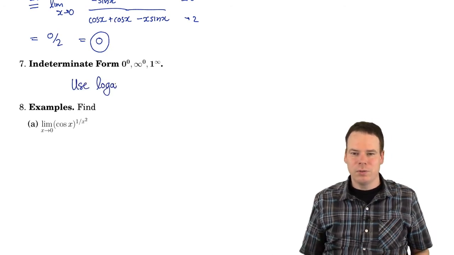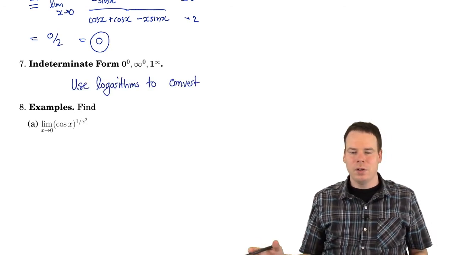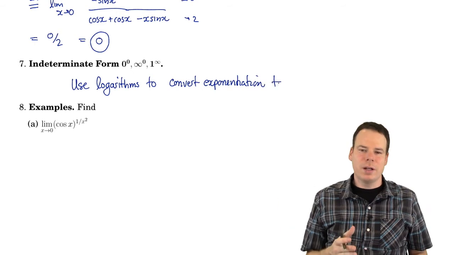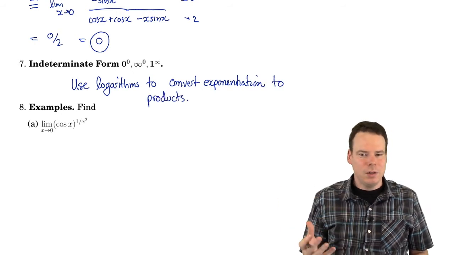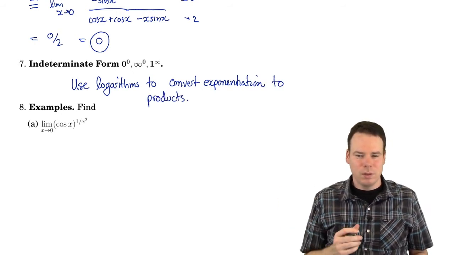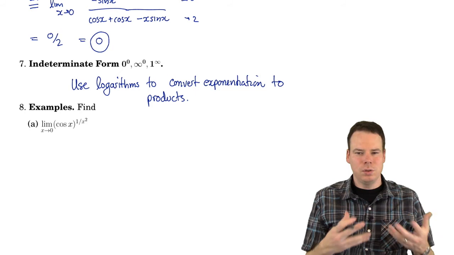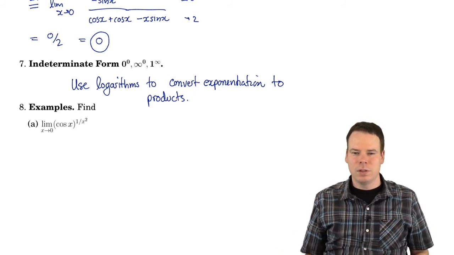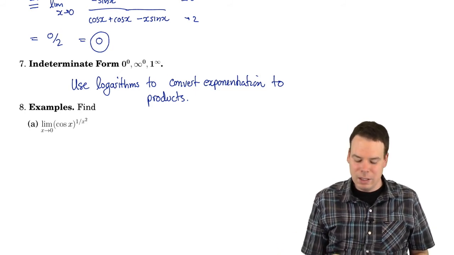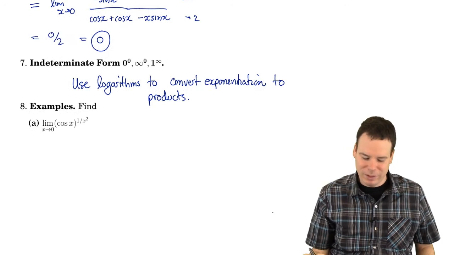Well, we can use our good old friend the logarithm, because it helps us convert exponentiation to products. And we know how to deal with indeterminate forms which are in the product form 0 times infinity, because we can convert that into a quotient and use L'Hopital's rule directly on type 0 over 0 or infinity over infinity. So that's our key here, is to use logarithms. So let's have a look at this example.